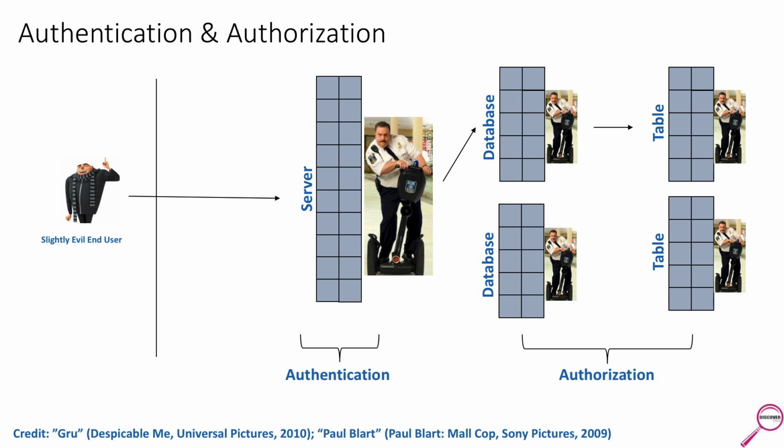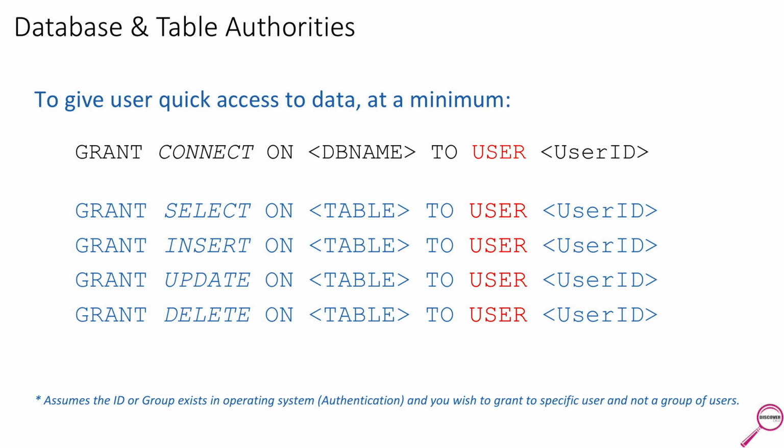And yes, you theoretically could have access to the server, have access to the database, but not have the ability to select any data from any table. It's unusual, but it could happen because of the granular level of authorization. So how do I do this?